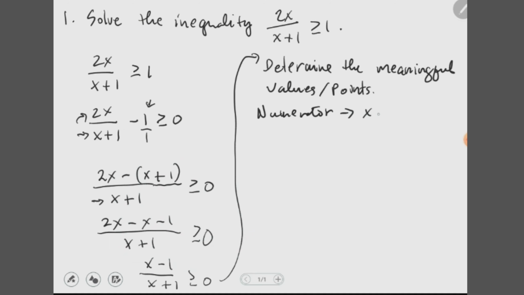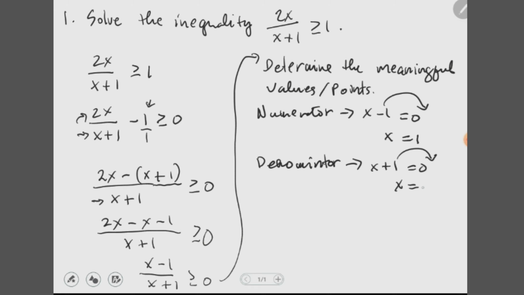To determine the meaningful value, set your numerator equal to 0. So that would be x minus 1 equals 0. So transpose lang yung negative 1. Therefore, we have x equals to 1. Sa denominator naman, we have x plus 1 equals to 0. And then transpose 1 to the other side. So we have x equals to negative 1.